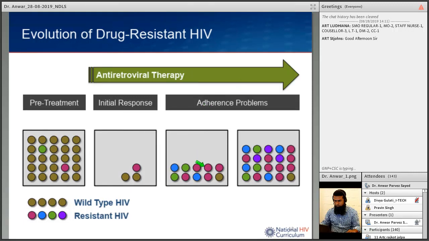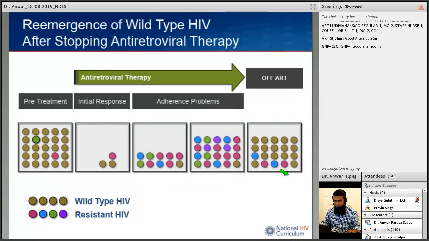If the adherence problems continue, then these resistant viruses will make more and more copies, and now the patient will have more resistant viruses than the naturally occurring wild virus.